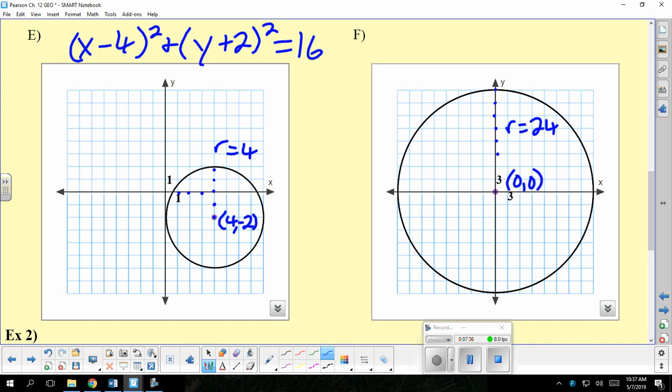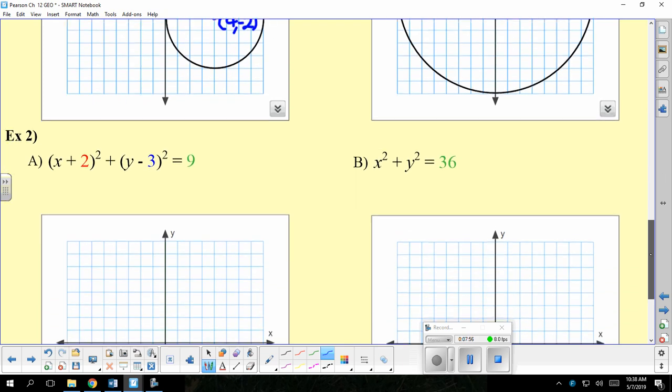And then this one's at the origin, so those are nice and easy. X squared plus y squared equals 24 squared. That's probably a big number. 576.